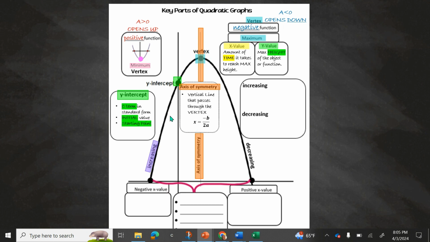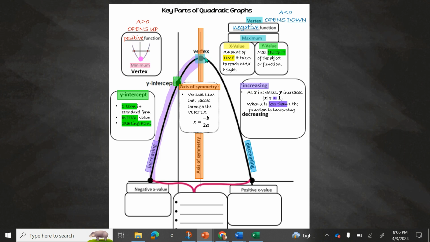This part of the graph is where it's increasing. So from left to right, the graph is increasing on this side. So we would list that as x increases, y is increasing. So mathematically, that would be x such that x is less than 1. So when our x values are less than 1, the function is increasing.